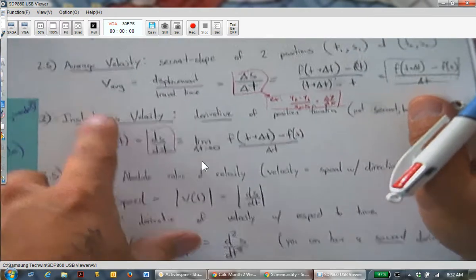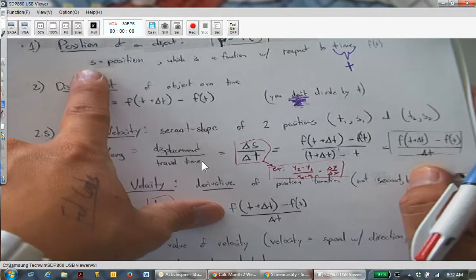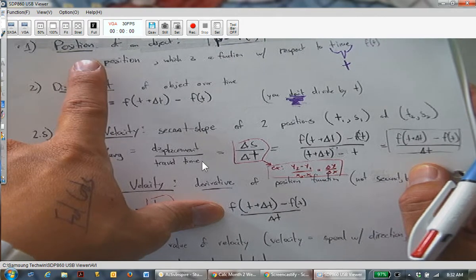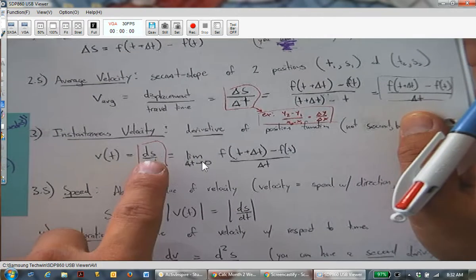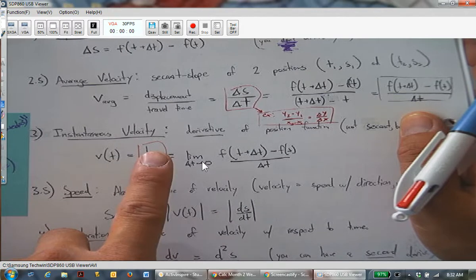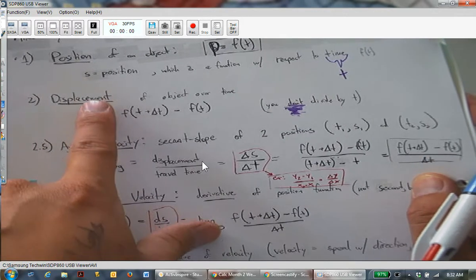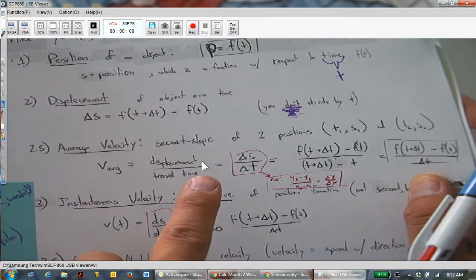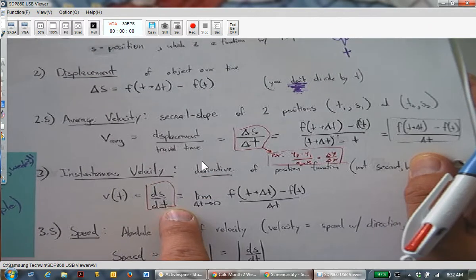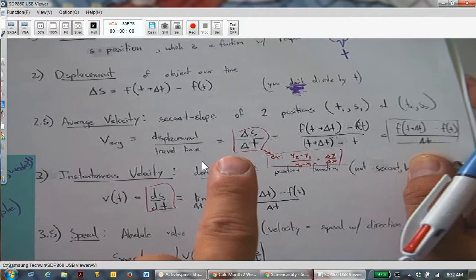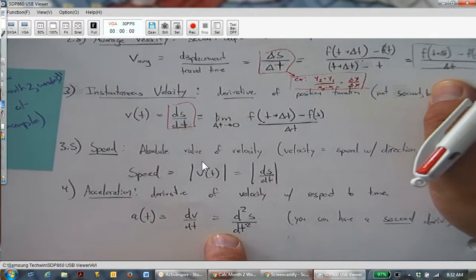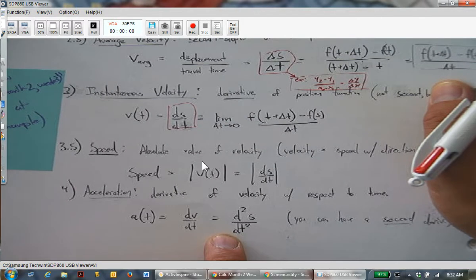So let's say I gave you an equation for s, just to find out my position. If I took the derivative of position, what would that tell me? That would tell me instantaneous velocity. And if I took the derivative of that, I would get acceleration. Does that make sense? Yes.